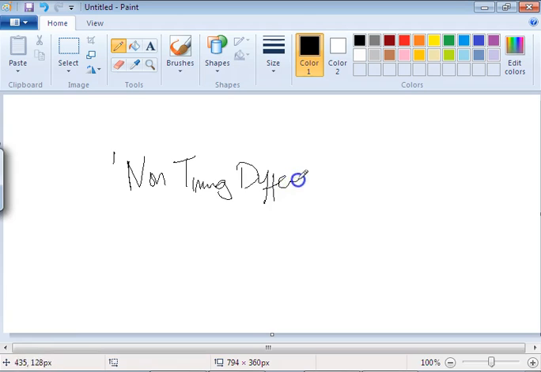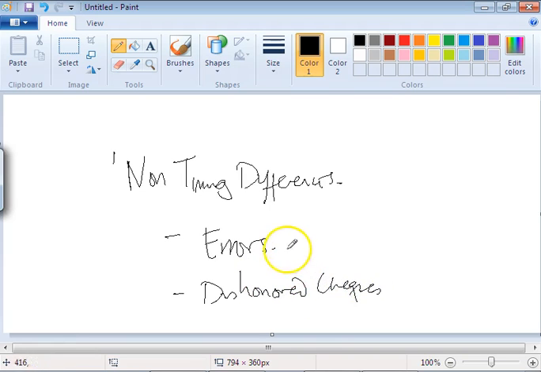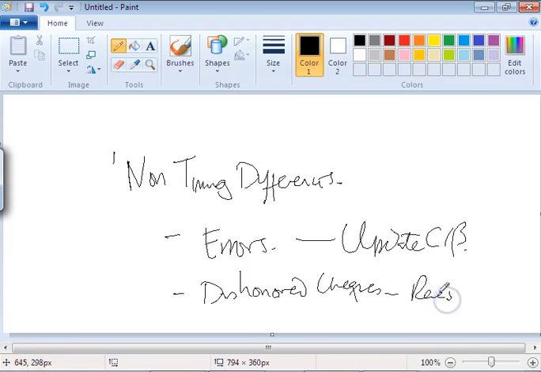So we have other types of non-timing differences, and they are errors and dishonored checks. Errors made primarily by yourself in the cash book. So what you do is update the cash book. And exactly the same thing with dishonored checks. This is not an error. You've just recorded a check that you've received or a check you've paid. All you have to do is reverse it in the updated cash book, because it has not cleared through the bank.